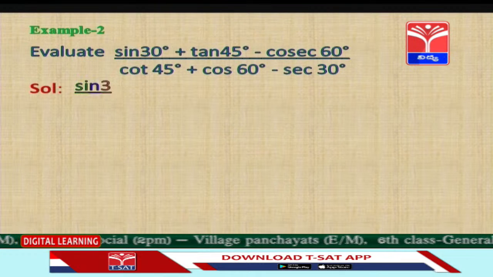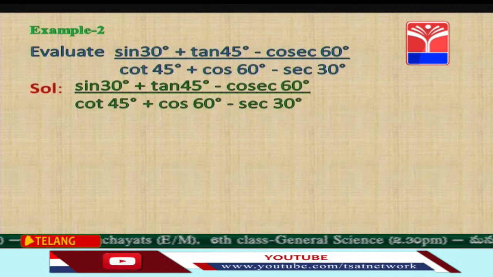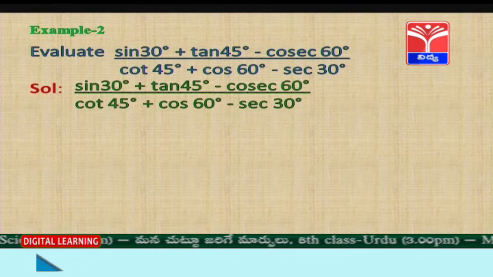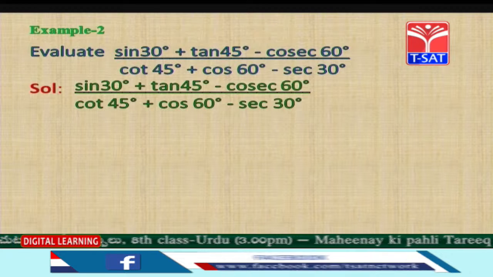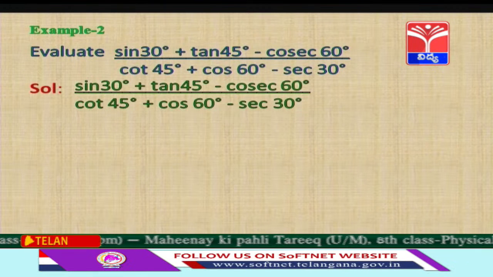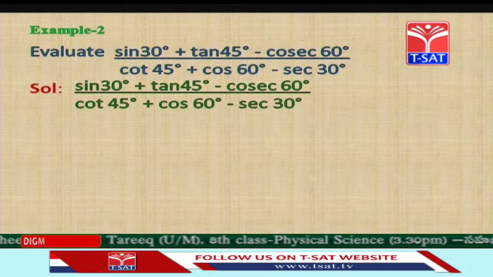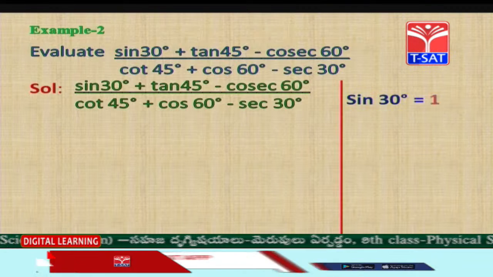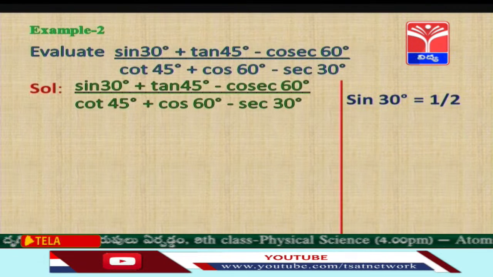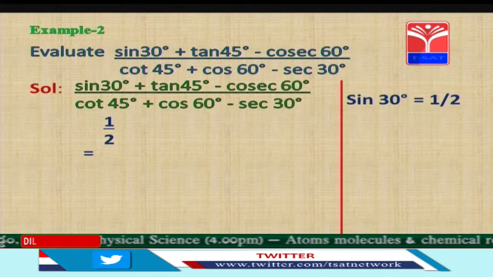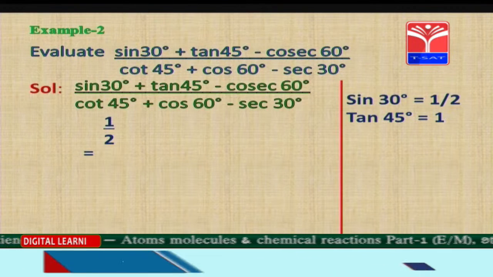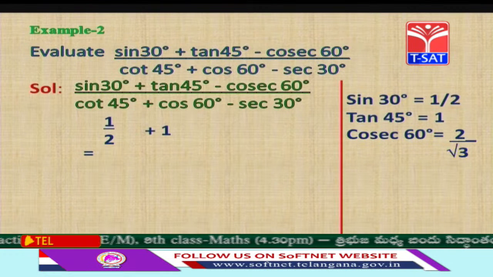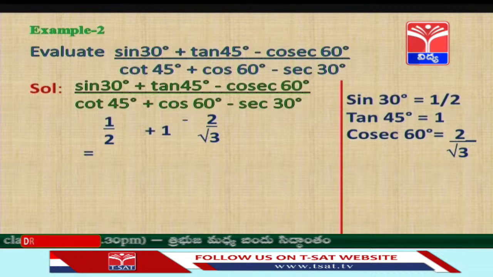The solution for this: sin 30 degrees plus tan 45 degrees minus cosec 60 degrees by cot 45 degrees plus cos 60 degrees minus sec 30 degrees we have. So, we have to substitute those values in the problem wherever we require. So, what is sin 30 degrees? In the rough we have sin 30 degrees is equal to 1 by 2. That means, I am going to write here half, that is 1 by 2. Tan 45 degrees is how much? 1. So, I am going to write here 1. Cosec 60 degrees is how much here? 2 by root 3. So, I am going to get minus 2 by root 3 here.